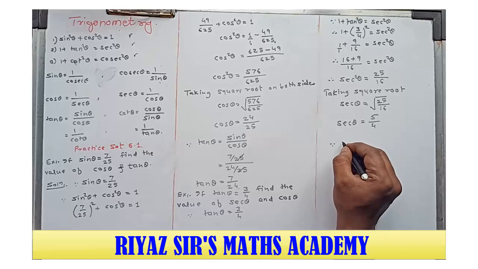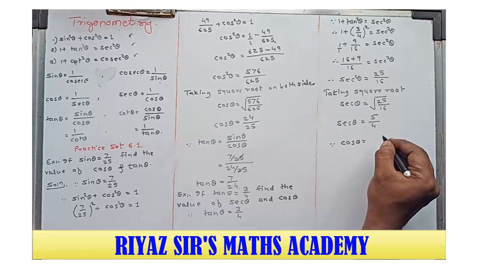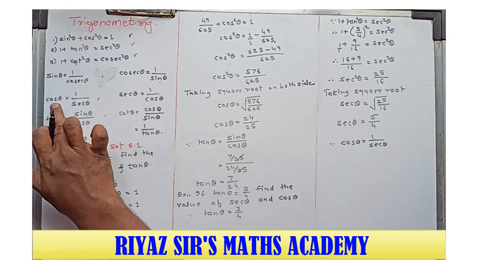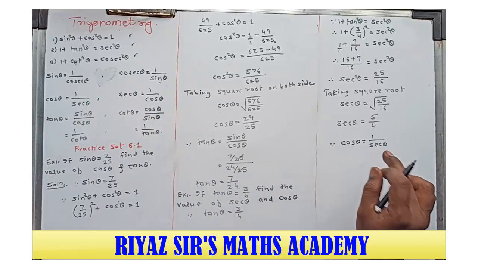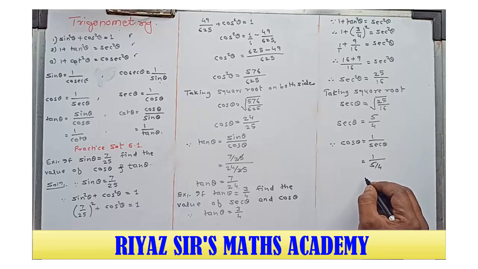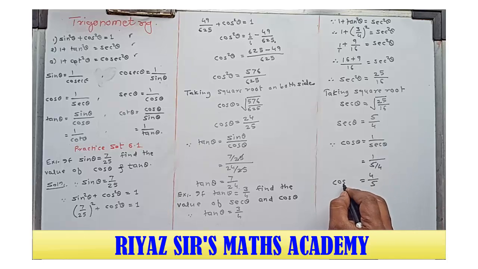So we have the formula cos theta is equal to 1 upon sec theta, right? Second formula here, cos theta is equal to 1 upon sec theta. So you use that formula here, that is equal to 1 upon 5 upon 4, and 1 upon 5 upon 4 is nothing but 4 upon 5. This is the value for cos theta. So in this way you have to solve this second example. Yes, any doubt in this? No? Okay, come to one more example.